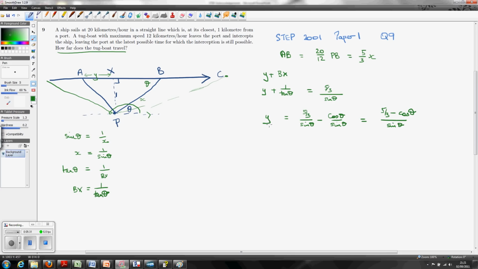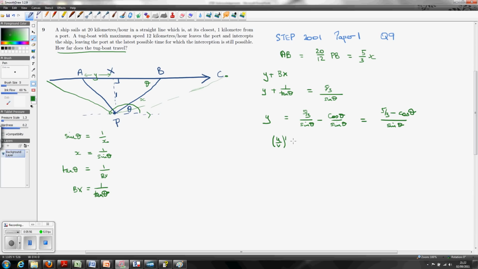Right, my strategy now is this: I've got y in terms of theta. Excellent. I want to differentiate y and then find the stationary point, and that's going to help me solve the problem. And I've got a quotient here. I want to differentiate a quotient, d by d theta of something u over v.